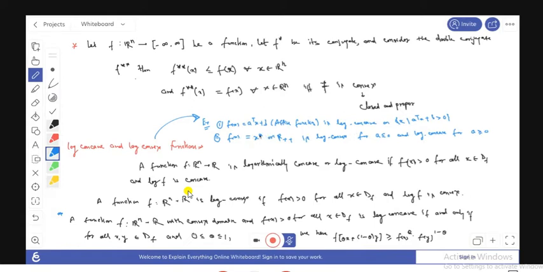For negative a, it means 1 upon something, like x to the power 3, x to the power 4, 1 upon something. This is log convex. And the third one: if we take an exponential function, this is linear, this is polynomial, and this is exponential, e to the power of ax. This type of function is log convex and log concave both. So this is log convex as well as log concave.